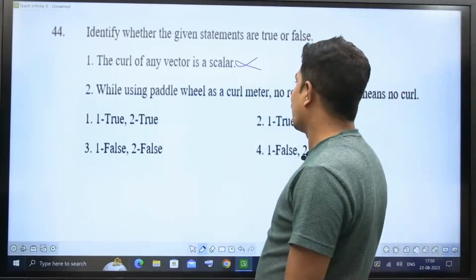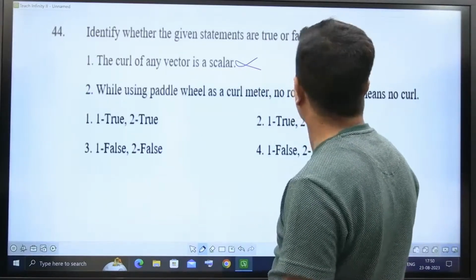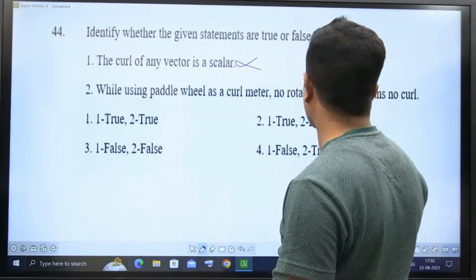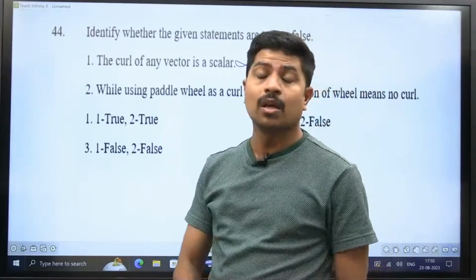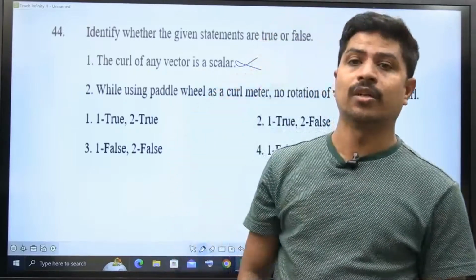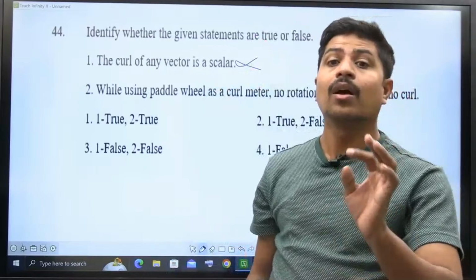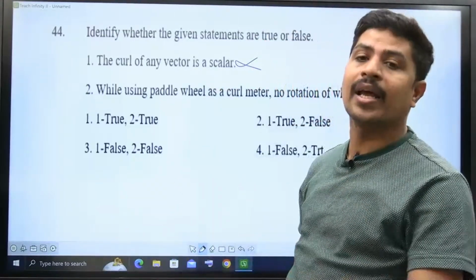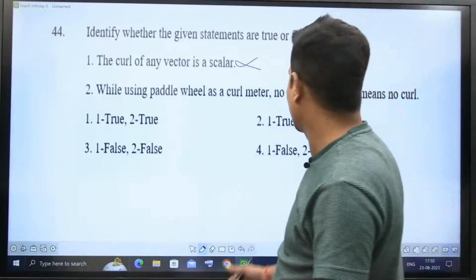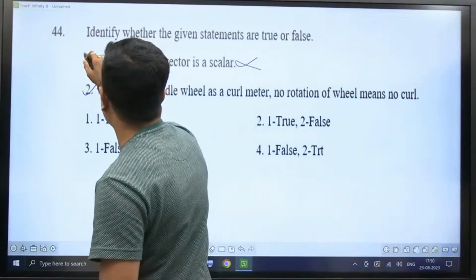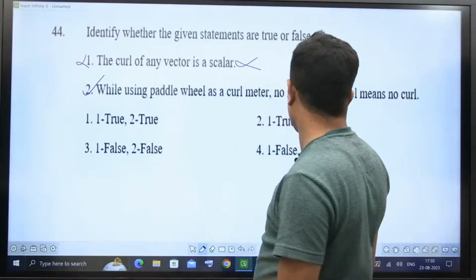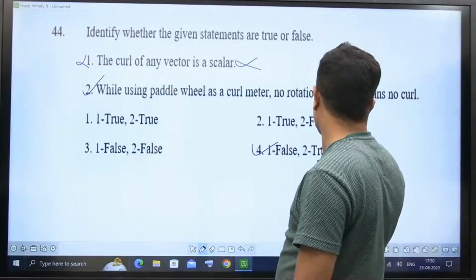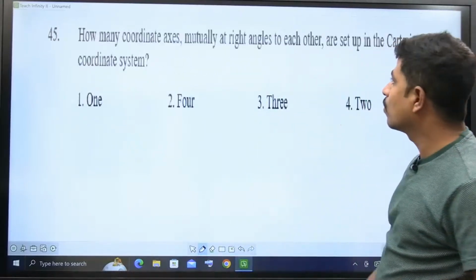While using paddle wheel as a curl meter, no rotation of the wheel means no curl. Yes, no rotation means no curl. Curl itself means rotation. Curl of any vector is again a vector. Never is it going to be scalar. Yeah, this is true. So 1 is false and 2 is true. Let's go to the next question.